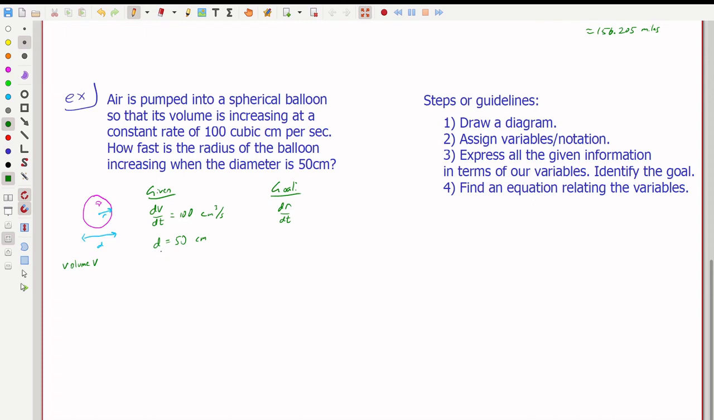I don't know at this point, but I know that if I have a rate of change of volume and I want to find a rate of change of radius, I need an equation that involves volume and radius. Since this is a sphere, I'm going to use the equation for volume of a sphere. So we go and look that up, and we get 4/3 pi r cubed. So now that we have an equation, we can go ahead and use implicit differentiation.